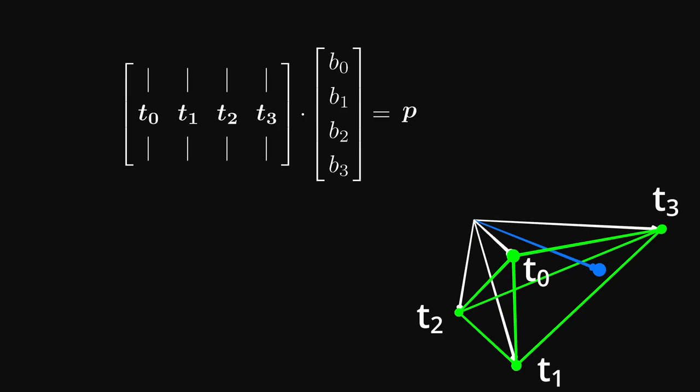There are an infinite number of solutions. This is why there is another restriction. All barycentric coordinate components should sum up to one. With this addition, each point P is uniquely described by one barycentric coordinate vector.